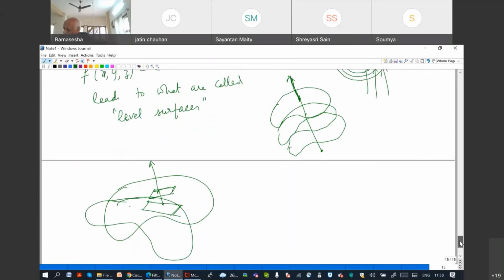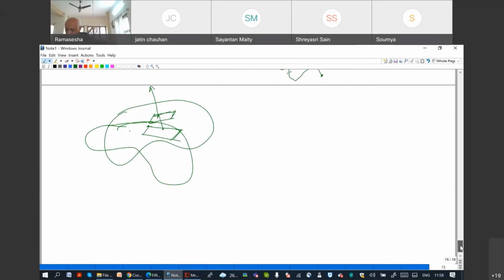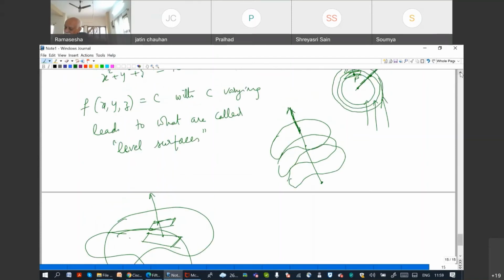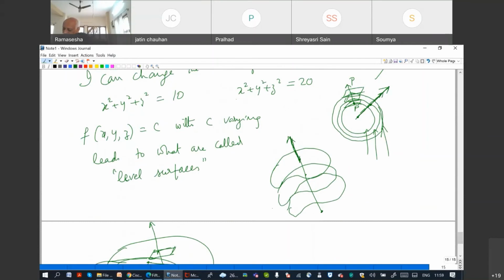Sir, how are these two surfaces level surfaces? These are level surfaces because all that you need to do is, if you change the value of C, the surfaces become new surfaces which are parallel to the old surfaces. Because all these surfaces are parallel, right? But because of the structure of the surface, the grad f will not be perpendicular.